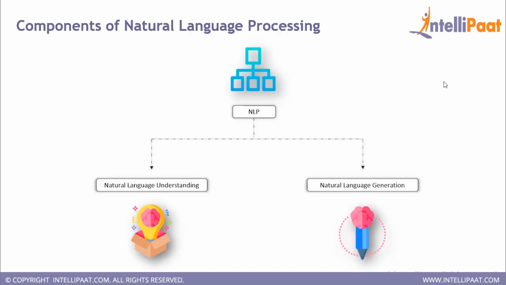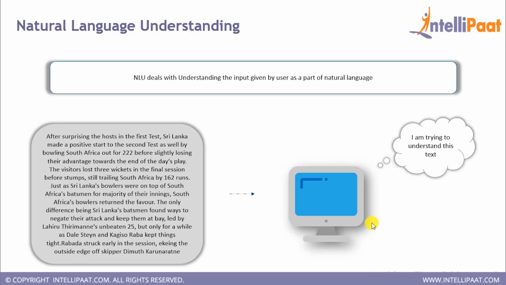Now let's go ahead and look at the components of NLP. NLP can be basically divided into natural language understanding and natural language generation. So let's start with natural language understanding. NLU, as the name states, deals with understanding the input given in the form of sentences in text or speech format. And this is where the machine analyzes the different aspects of language.